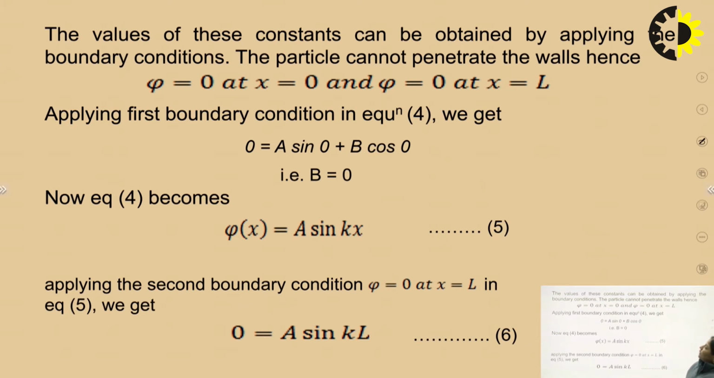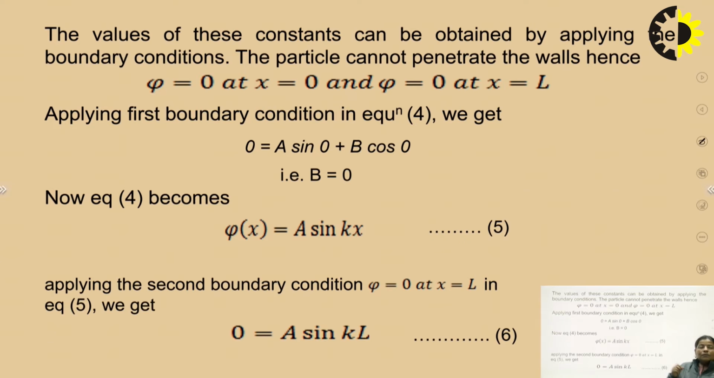To find out the values of the constants A and B, we apply the boundary conditions. When we were discussing the box, we discussed that the box is one-dimensional and it has two boundaries. x equals 0 is one boundary and x equals L is the other boundary. These boundary conditions will help us in calculating the values of the constants A and B. So we begin with the first boundary condition, x equals 0.